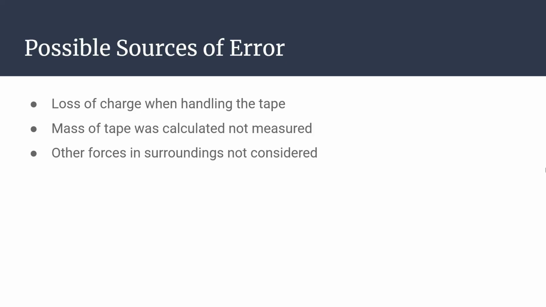Some possible sources of error could include the loss of charge when handling the tape. Sometimes we would handle the tape too much and it would actually lose its charge. And the mass of the tape was calculated, not measured. We also didn't consider other forces in the surroundings. And all of these factors could contribute to the inaccuracy of our results and our calculations.